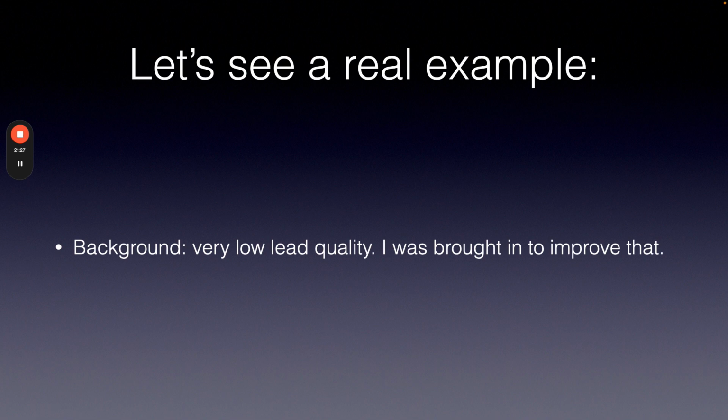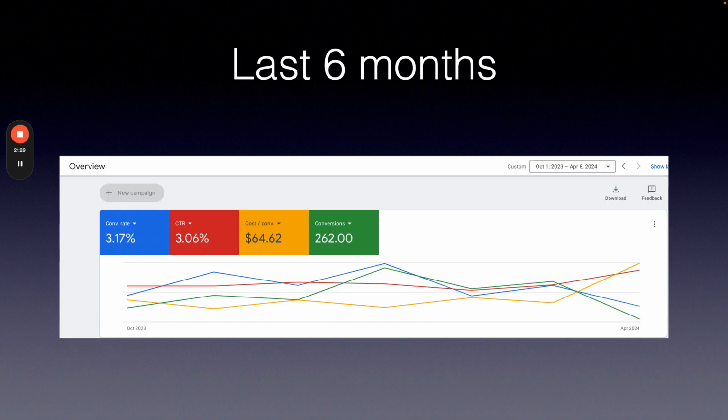They came to me with very low lead quality. I was brought in to improve that. And so here we start at the 6 months. Look at this, October 1 to April 8th. I started at the 6 month mark. See how stable this data is? Really good, stable data. These long straight lines are what we're looking at. Even if they bounce around a little bit, that's okay if they're kind of within a band.